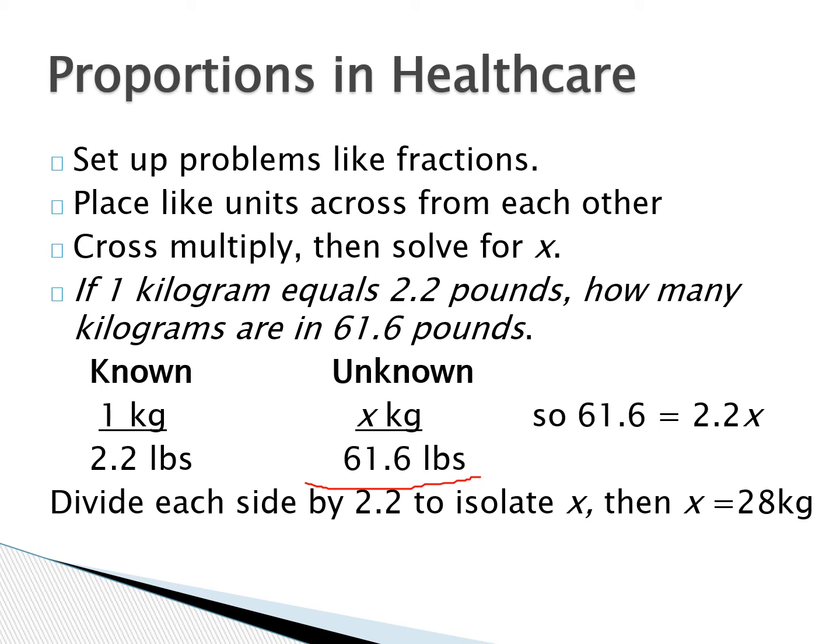So on this one, it's the same type of approach. I'm going to go ahead and cross multiply: my 61.6 times 1 still equals 61.6. Then I have 2.2 with my x. I need to divide by 2.2 to get rid of the 2.2, and I need to divide it over here too.